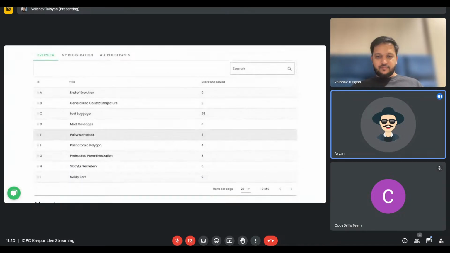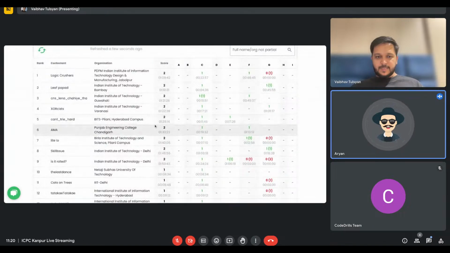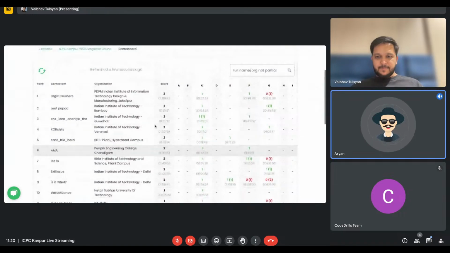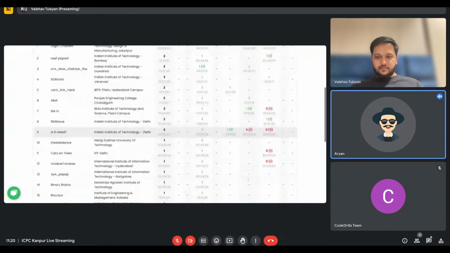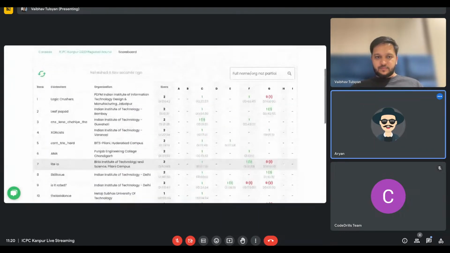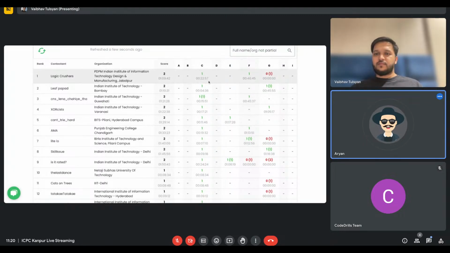And then there is one team AMA from Punjab Engineering College, Chandigarh. They got an AC on the palindromic polygon. Then Light Low, I believe, also got a second AC right now on palindromic polygon. Skill Issue got an AC on protected parenthesis. And Is It Rated from IT Delhi also got an AC on Pairwise Perfect. So we have four problems solved so far, around 80 minutes into the contest. And like no one has solved three problems yet.